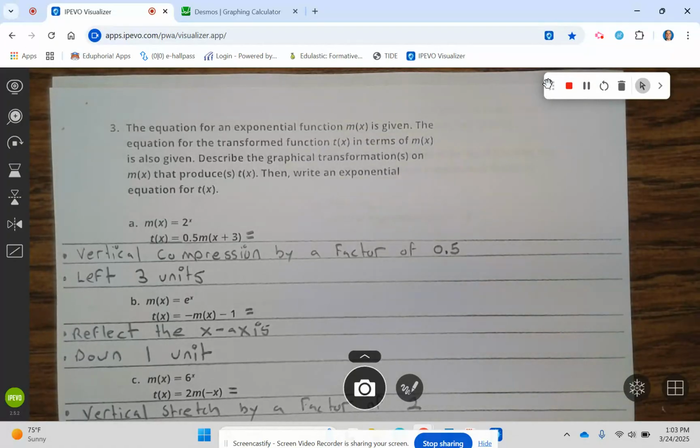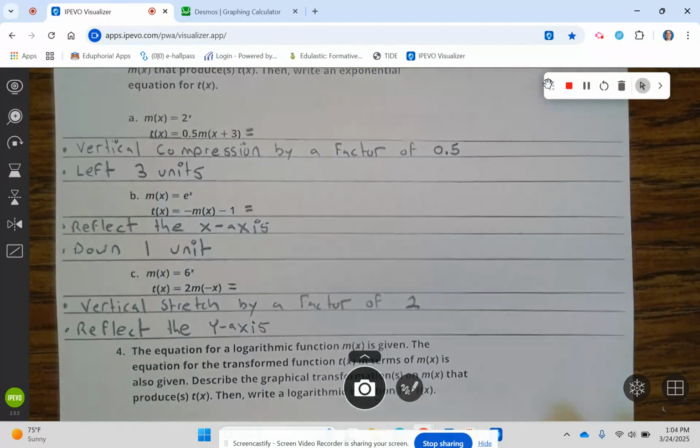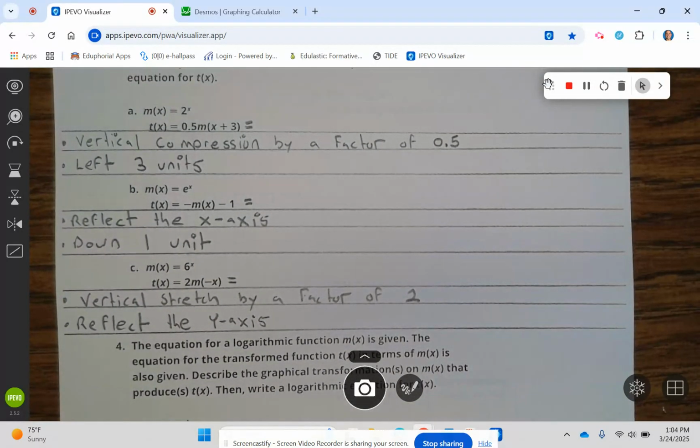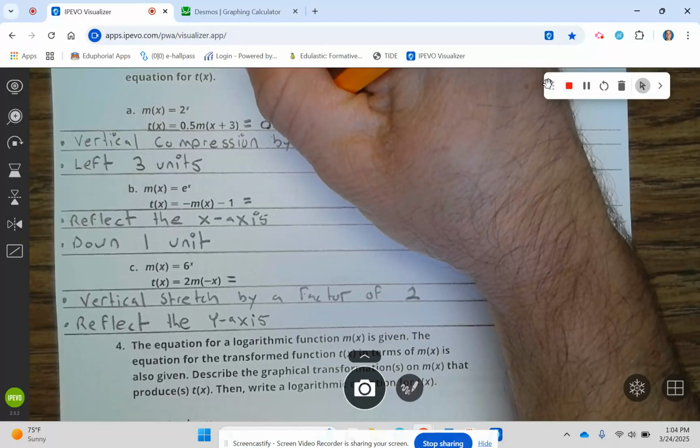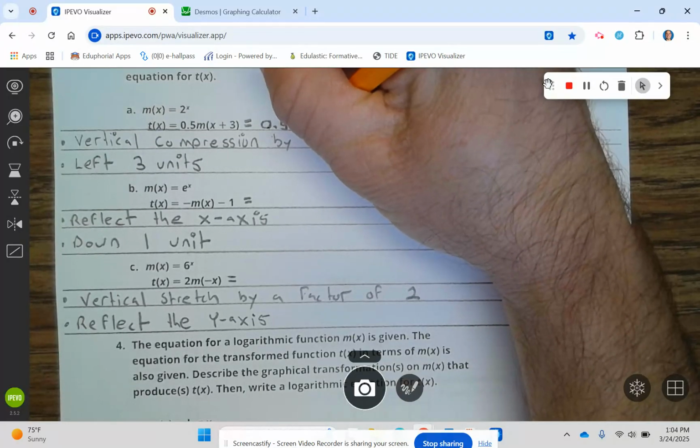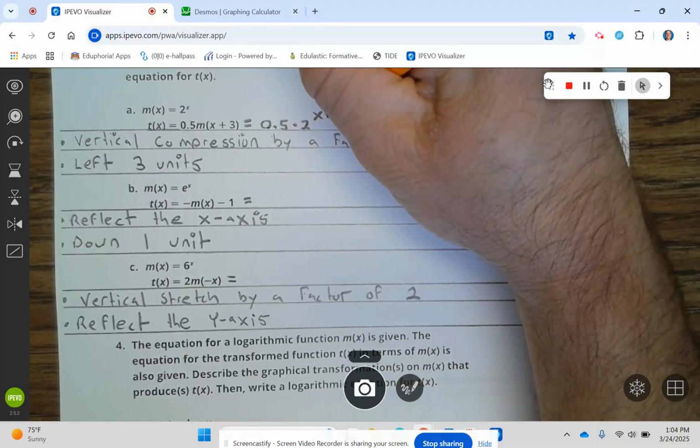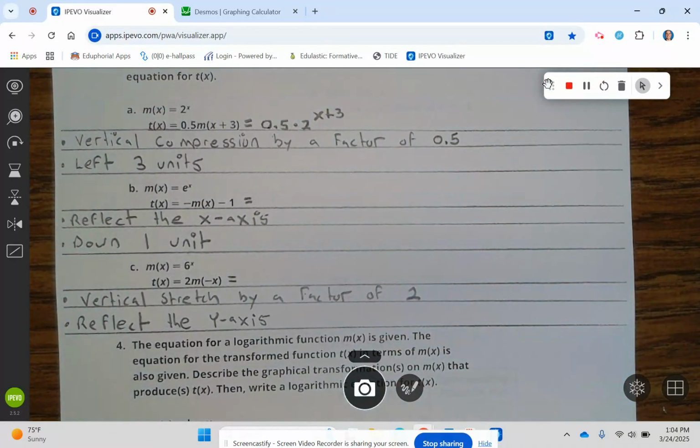Three. The equation for an exponential function m of x is given. The equation for the transformed function t of x in terms of m of x is also given. Describe the graphical transformation on m of x that produces t of x, then write an exponential equation. A. M of x equals 2 to the x. T of x equals 0.5 parentheses m of x plus 3, which is equal to 0.5 times 2 to the x plus 3. That's a vertical compression by a factor of 0.5 and left 3 units.